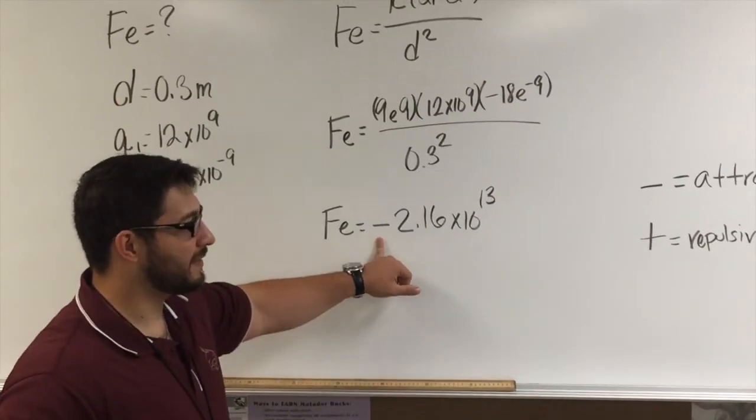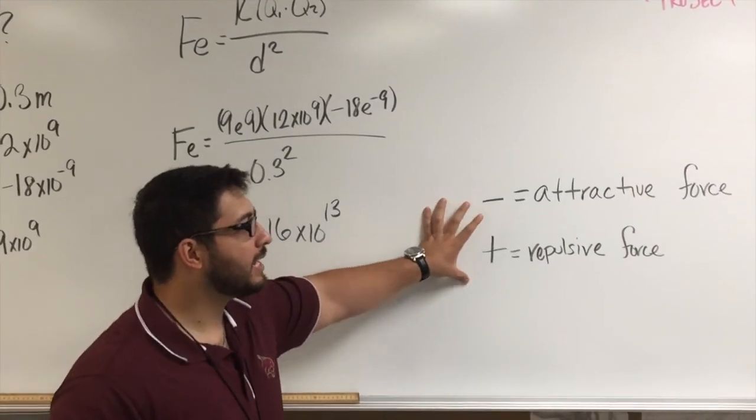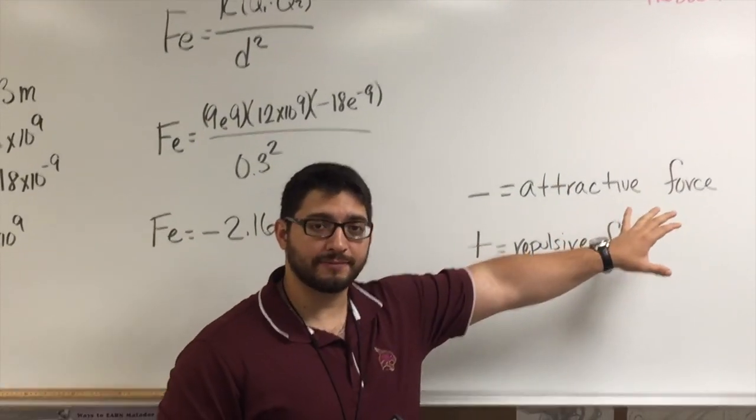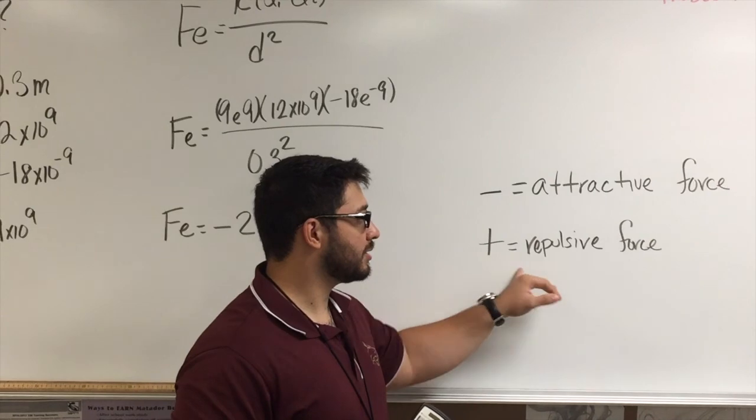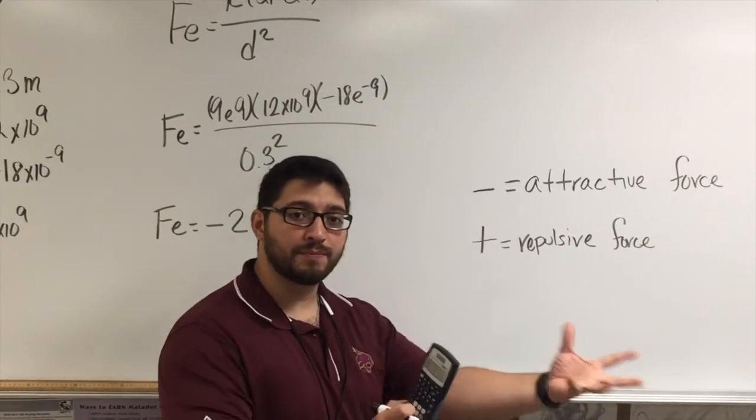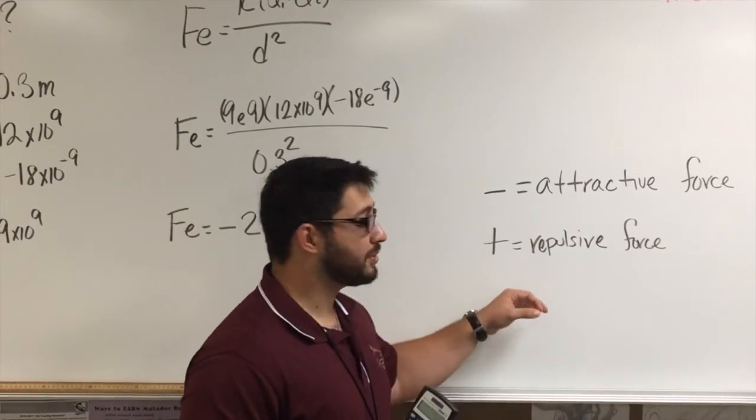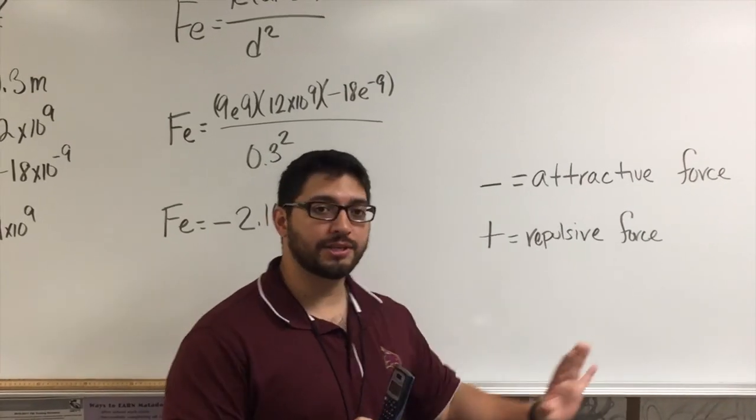Now, this is a negative number. When we take a look over here, a negative number just means that it's going to be an attractive force, while a positive number is going to be a repulsive force. So negative is going to pull things toward it. Positive is going to push things away from it.